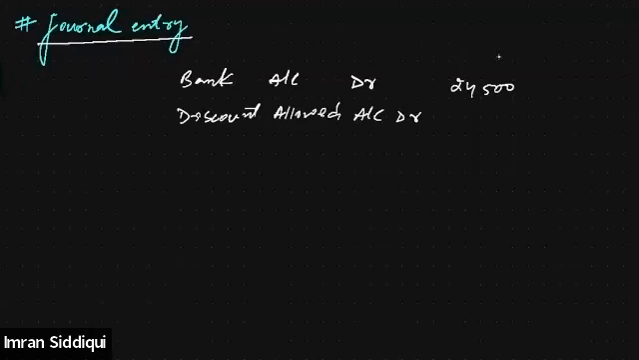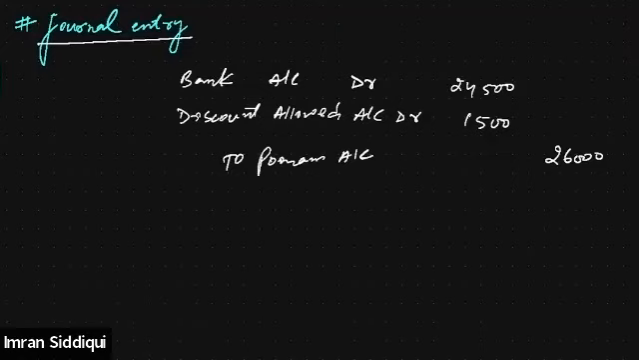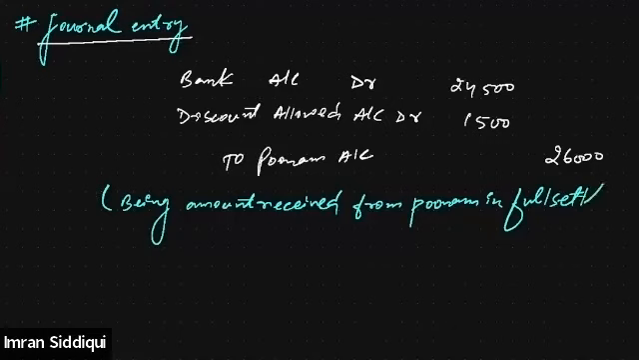I'm sure all of you will be able to pass the journal entry for this transaction since we already learned the journal in the previous chapter. Bank account debit, discount allowed account debit, to Poonam account. What will be the amount? 26,000, right? And what will be the narration for this? We'll write down: being amount received from Poonam in full settlement. Instead of paying 26,000, she paid only 24,500 and got a discount of 1,500. This is how it will be journalized.